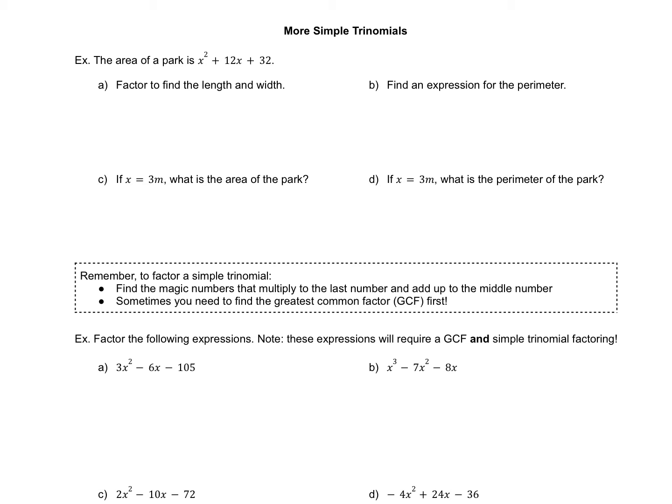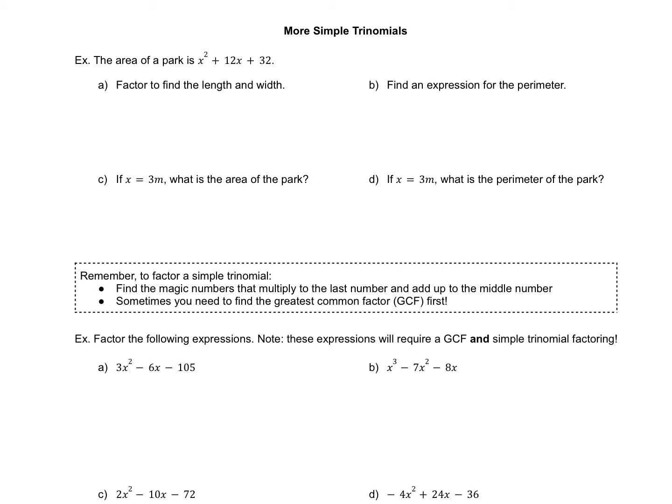In this video, we will be looking at more simple trinomials. So we're going to start off with an area example. If you remember from more greatest common factor, you'll remember that if you take an area expression and factor it, each unit will be either a length or a width expression. So first thing, we have x squared plus 12x plus 32, and it represents the area of a park.